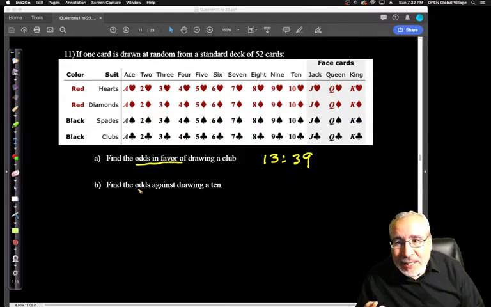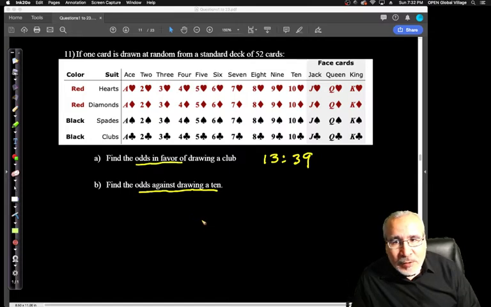Find the odds against. So you have odds in favor and then odds against doing something, odds against drawing a 10. So all we do is, it's really the same process, but the position of the numbers are changed. So the first one is how many non-10s do we have? How many 10s do we have is the second number. So if we look here, we've got 4 10s. So I'm going to put that over here. How many non-10s do we have?